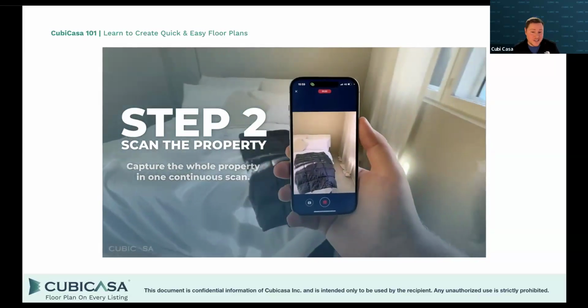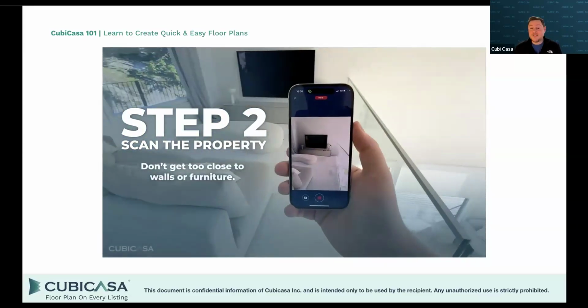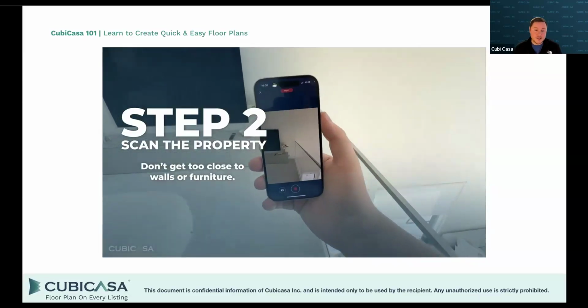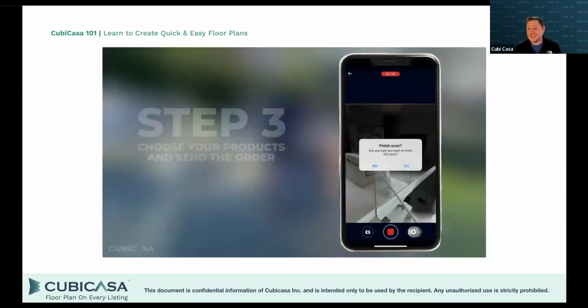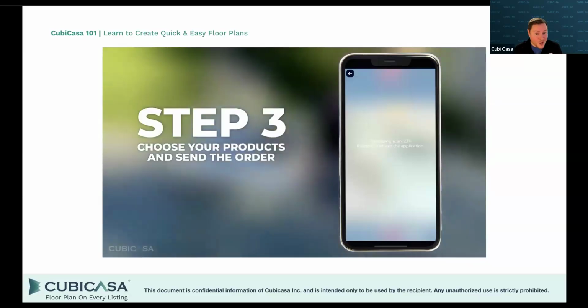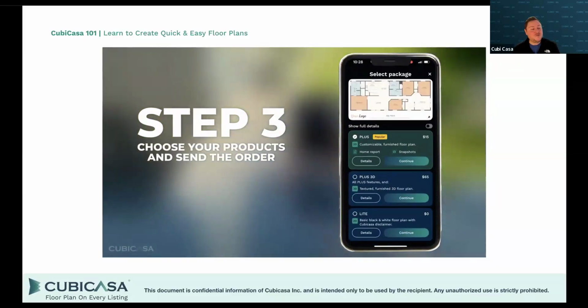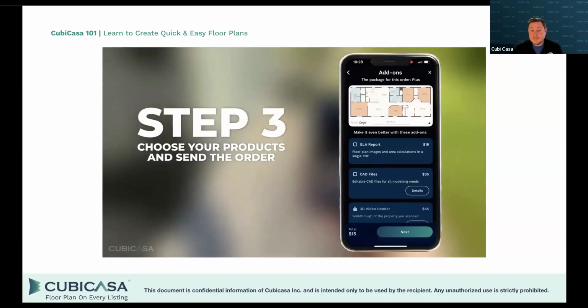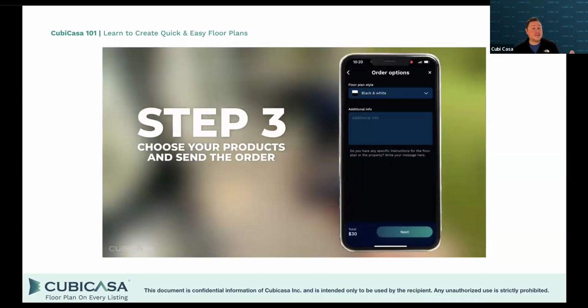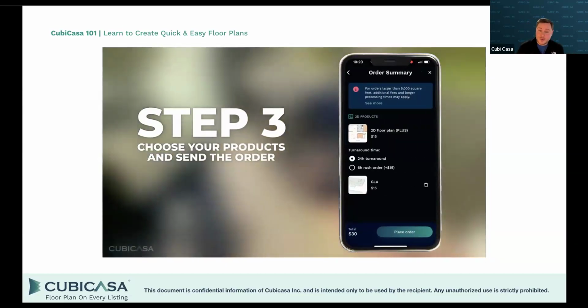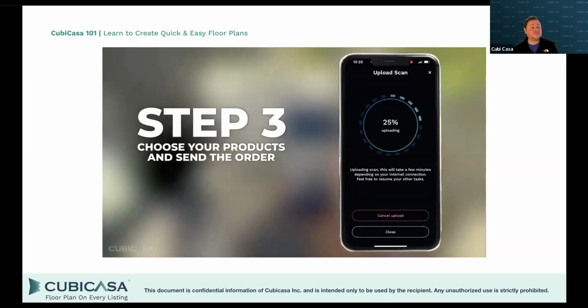the perimeter of the entire interior of the home, as well as any of those exterior spaces that you want featured on the floor plan, like those porches, decks, patios. Don't forget garages as well. Once you finish scanning, you'll submit directly in the app like you see here. Select the different types of 2D or 3D floor plan options that you want.